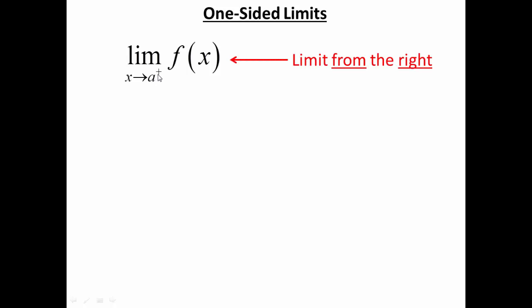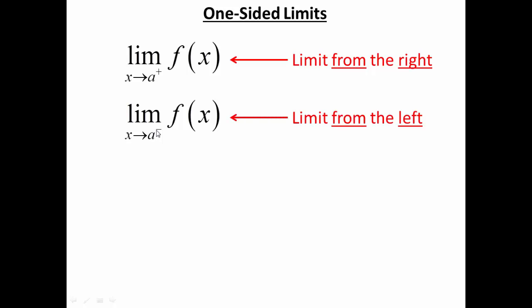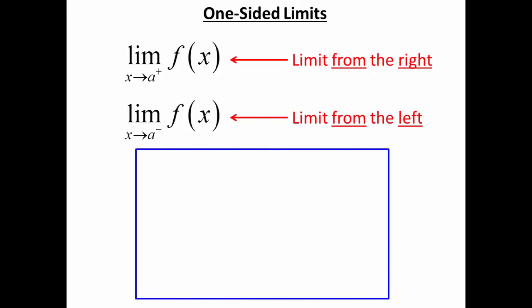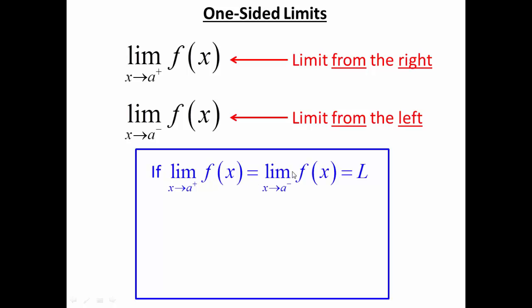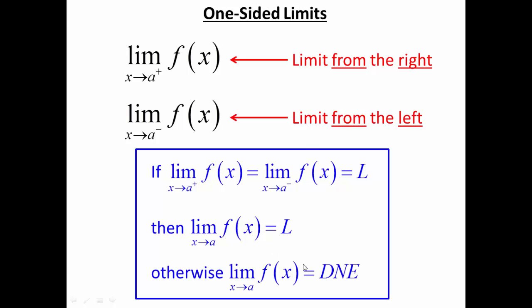So more formally, for one-sided limits, we use a slightly special notation. Limit as x approaches a with a plus sign means from the right. Limit as x approaches a with a minus sign means from the left. And we can also say that if the right-hand limit equals the left-hand limit, and they're both the same number L, then the limit, the full limit, is that number L. So if the right and left hand are equal, then that's the limit. Otherwise, the limit does not exist.